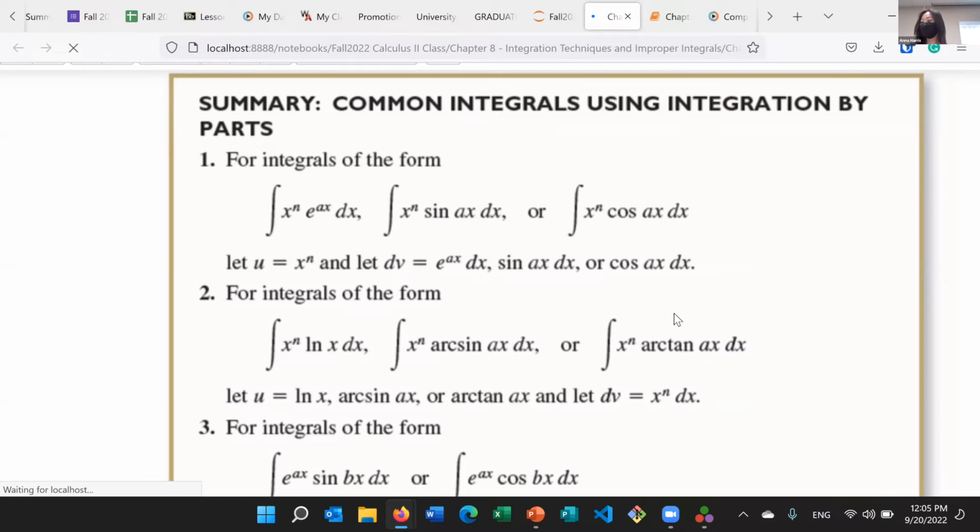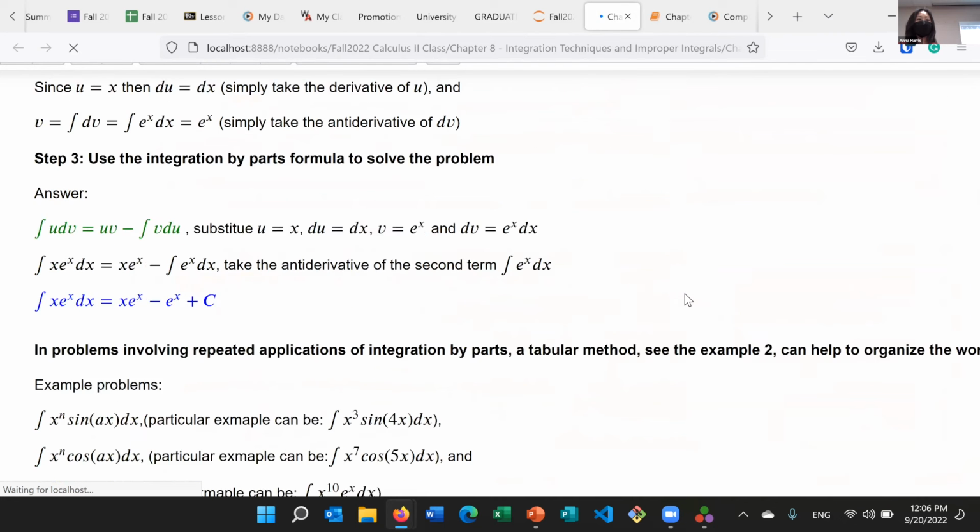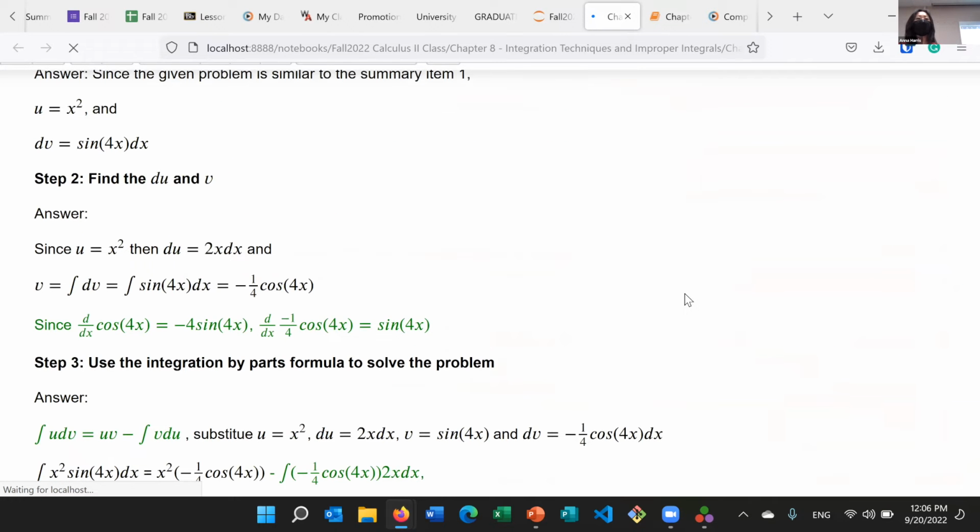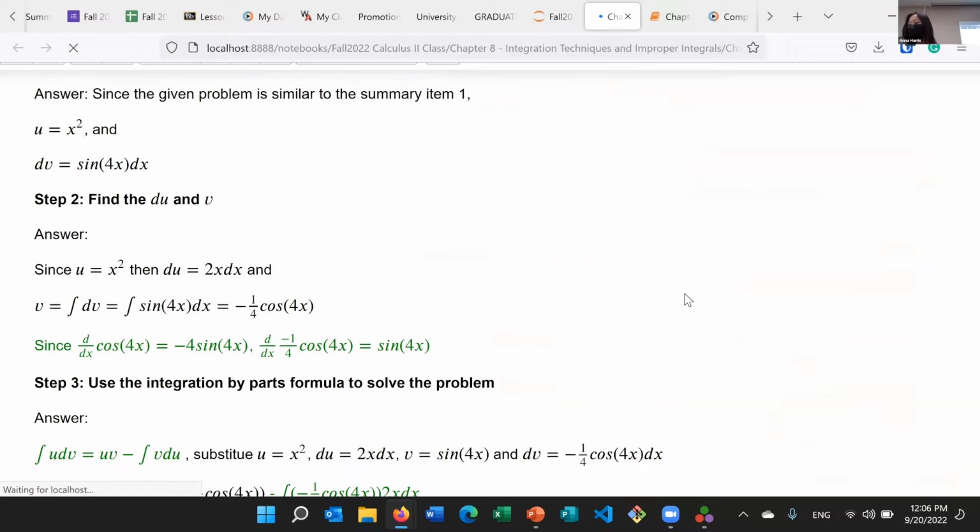Doesn't it look like this problem right here? Yours is x squared and sine 4x. So it looks like a common integral, item 1, right? And what does item 1 say? Use u to be x to the n and dv to be sine, cosine, or e to the x. Let's look at our example 2. So everybody see why you chose u to be x squared and dv to be sine 4x.